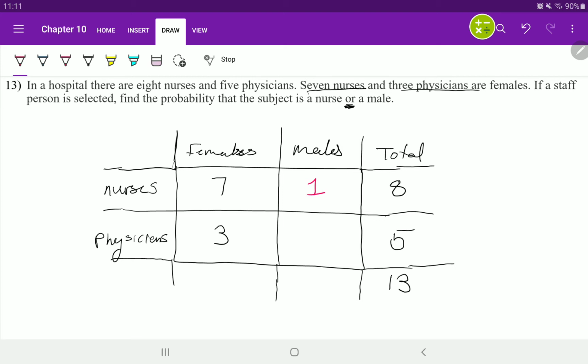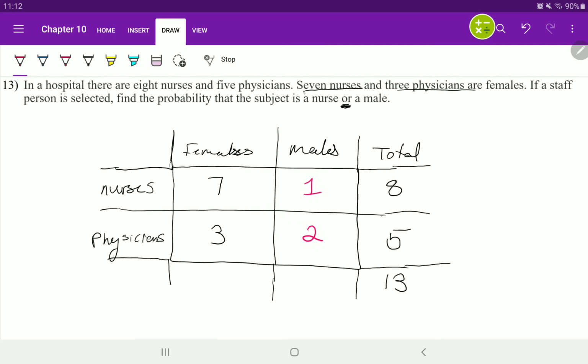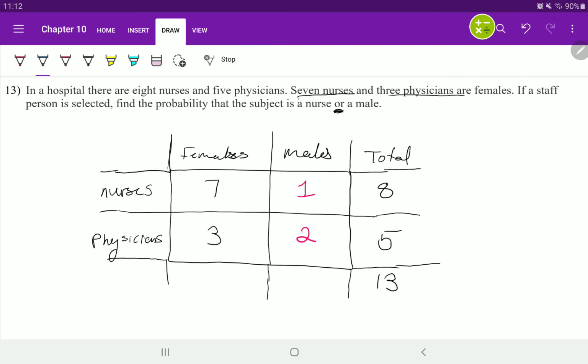If I know I have 5 physicians in total and 3 are female, I know that 2 of them are males. So that means in my hospital, I have a total of 10 females and 3 males. And 10 plus 3 is 13. Therefore, I can say that my sample space in this experiment is going to be 13.